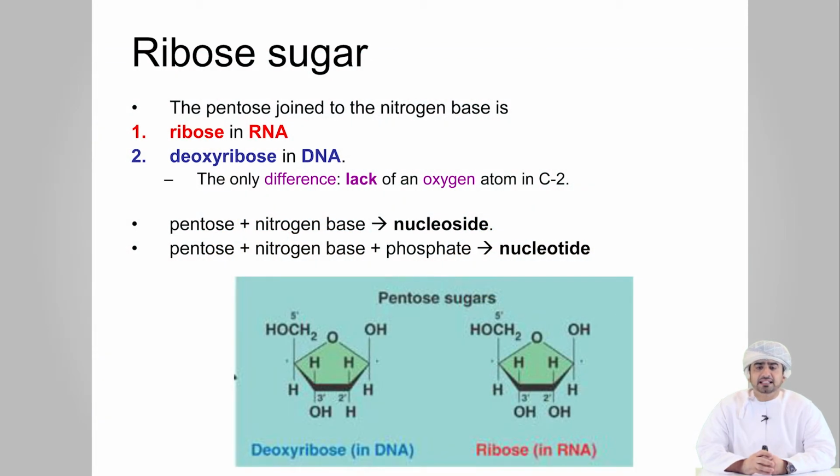We have then the ribose sugar. Now, this is basically a pentose, pentose meaning it has 5 carbons, and this is joined to the nitrogen bases. In the case of RNA, it is ribose, and in the case of DNA, it is deoxyribose. And from the name, you can see that the difference is the lack of an oxygen at carbon number 2. And this is also illustrated in the figure at the bottom of the slide.